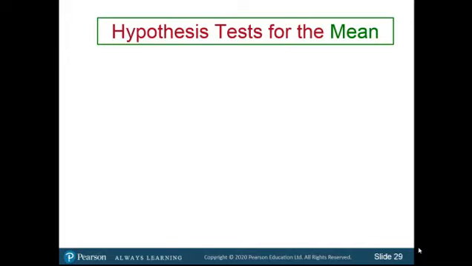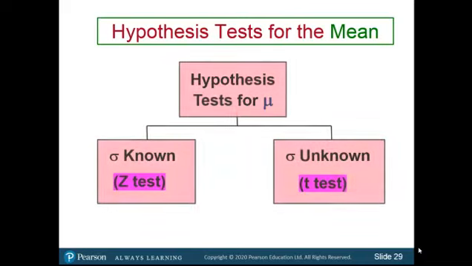This time we are going to look at how to conduct hypothesis test for the population mean. When it comes to hypothesis test for the population mean, there are two choices. We have to decide whether to use z-test or t-test. We use z-test when the population standard deviation is known, and t-test when the population standard deviation is unknown.